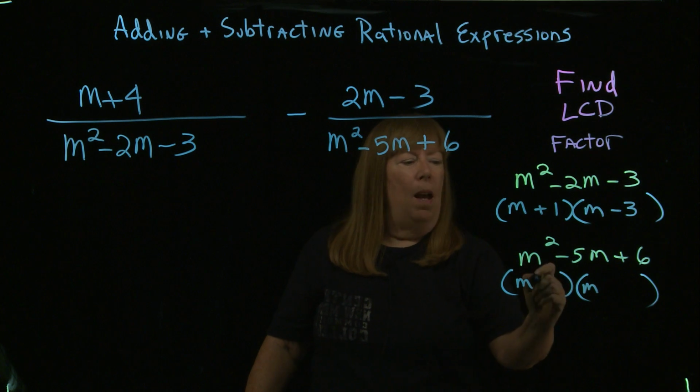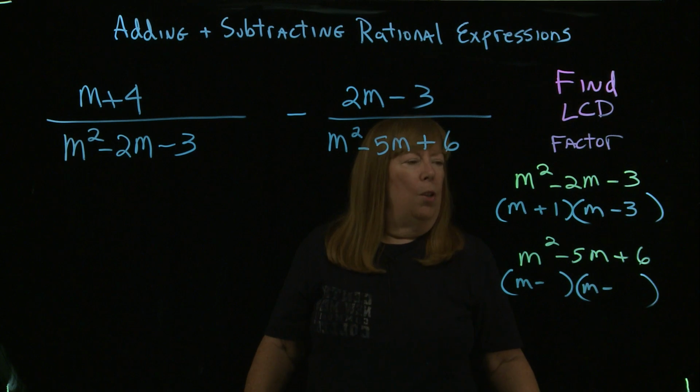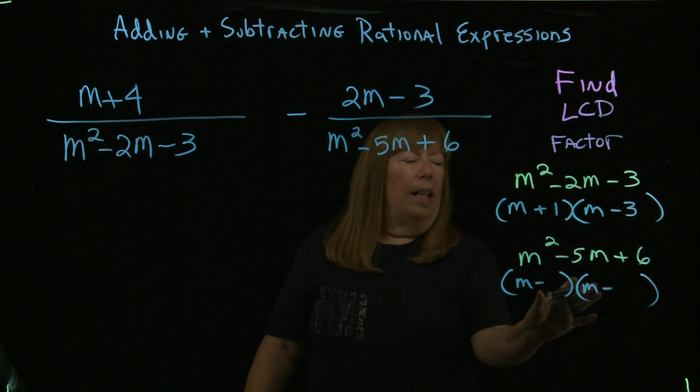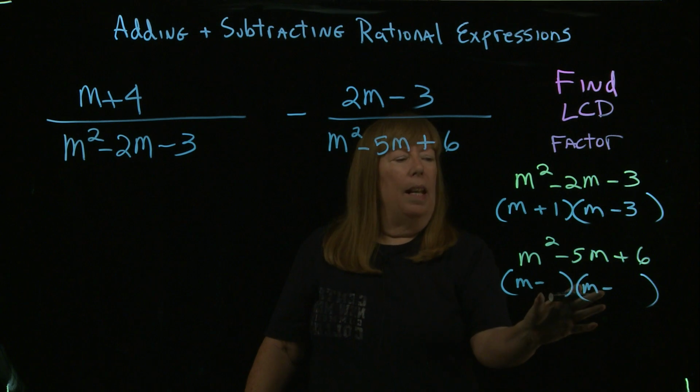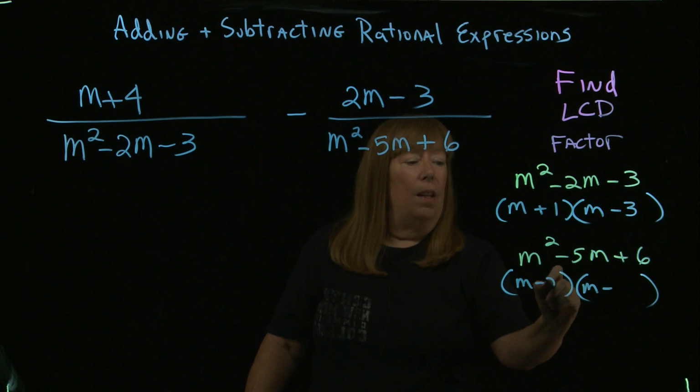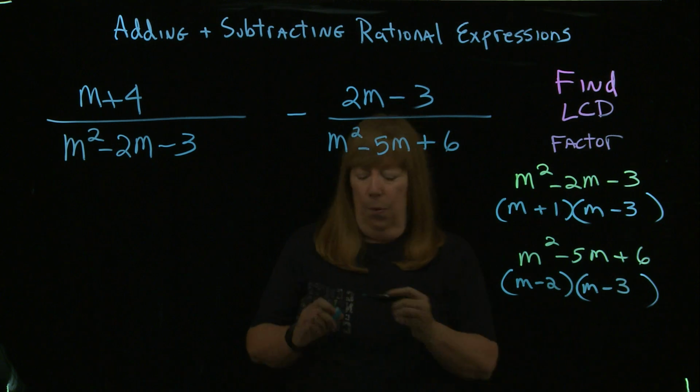Down here I have m and m. Signs are the same. They're both negative. 2 times 3. Negative 2 times negative 3 is 6. Negative 2 plus negative 3 is negative 5. So we got 2 and 3.